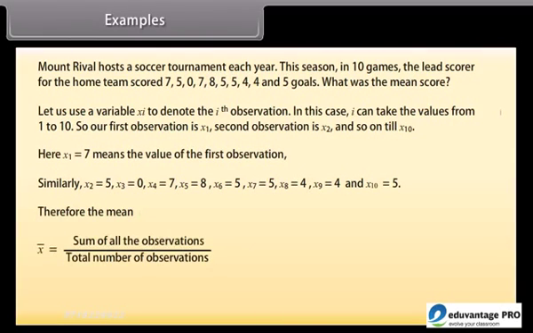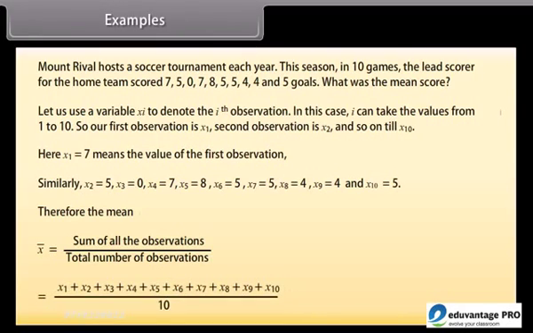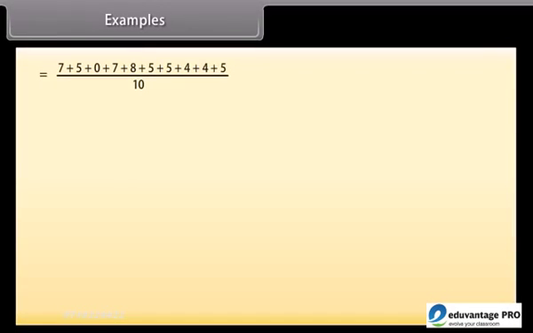Therefore, the mean x bar is equal to the sum of all the observations upon the total number of observations, which is equal to (x1 plus x2 plus x3 plus x4 plus x5 plus x6 plus x7 plus x8 plus x9 plus x10) by 10, which is equal to (7 plus 5 plus 0 plus 7 plus 8 plus 5 plus 5 plus 4 plus 4 plus 5) by 10. This is equal to 50 by 10, which equals 5. Hence, the mean score is 5.